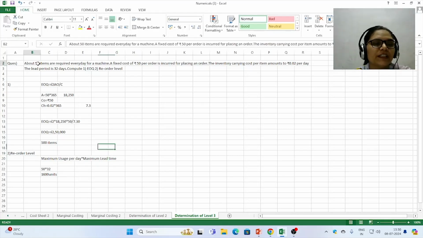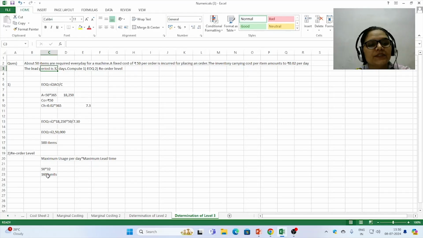Now, reorder level is maximum usage per day into maximum lead time. Maximum usage per day is 50 items, into maximum lead time, which we are given here as 32 days, which will give you 1600 units. So this is how we calculate different levels, and with different problems we can have more clarity about how the calculation of EOQ and reorder level is done.